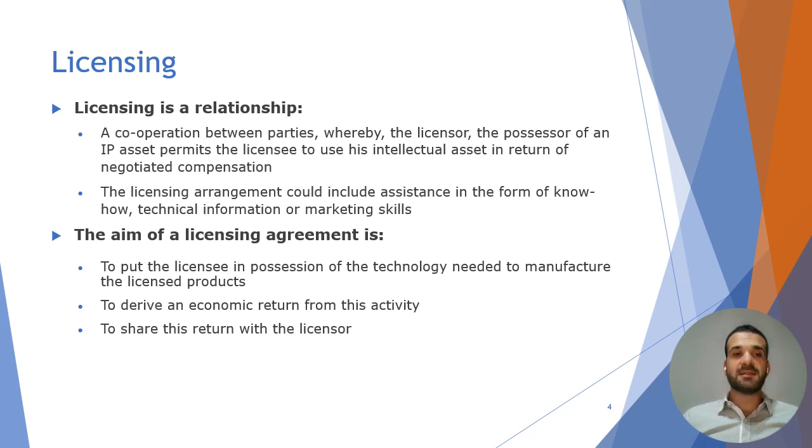Concerning licensing, licensing is a relation. It's a cooperation between parties whereby the licensor, the possessor of the intellectual property asset, permits the licensee to use his intellectual asset in return for a negotiated compensation. The licensing agreement could include assistance in the form of know-how, technical information, or marketing skills. The aim of a licensing agreement is to put the licensee in possession of the technology needed to manufacture the licensed product or to use it for his or her service, to derive an economic return from this activity and to share this return with the licensor.